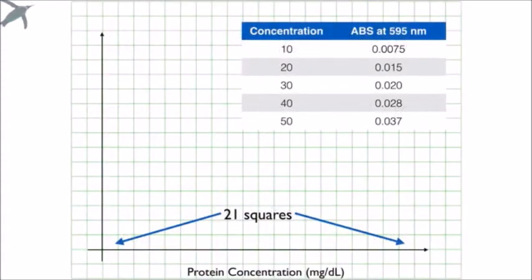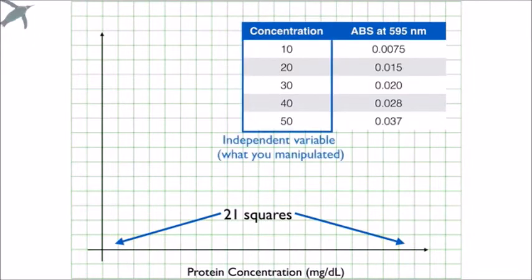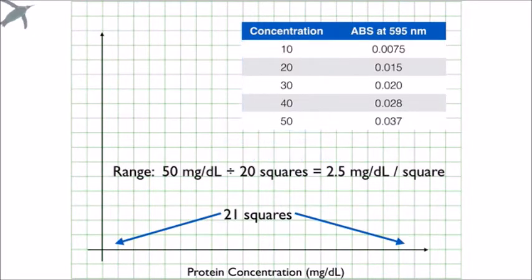So you need to look at the data that you have and then look at the space that you have in the graph. So on this particular graph, I've got 21 squares, and I'm going to plot the concentration from 0 to 50. Just because that is more convenient. So I'm going to consider my range 50 milligrams per deciliter. I've got 20 squares that I want to use, and if I do that division, I get 2.5 milligrams per deciliter per square. So that's what each square represents.